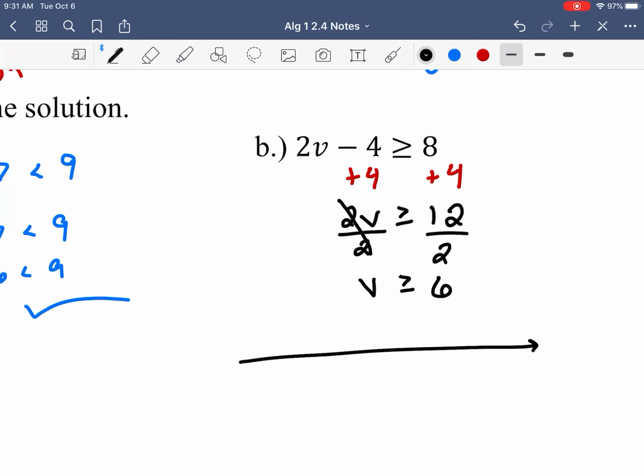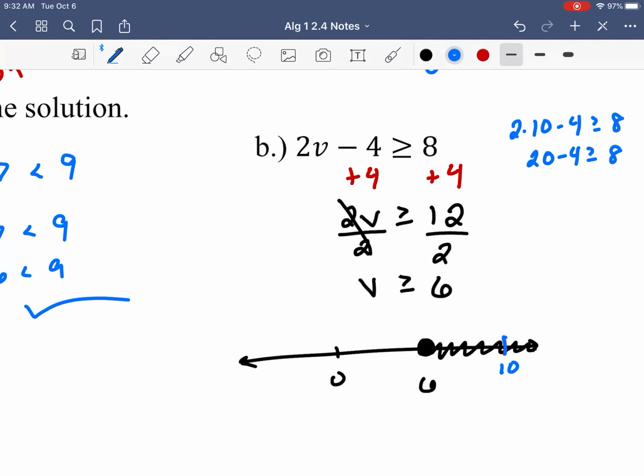We want to graph this. Here's 0, here's 6. We're greater than or equal to, so we need a solid dot, and we want greater than 6, so we go up here. Again, let's try a number up here to make sure it worked. I don't know, 10. Let's check it. 2 times 10 minus 4. Is that greater than or equal to 8? 20 minus 4, yep, it does work. So there is my solution: any number greater than or equal to 6.